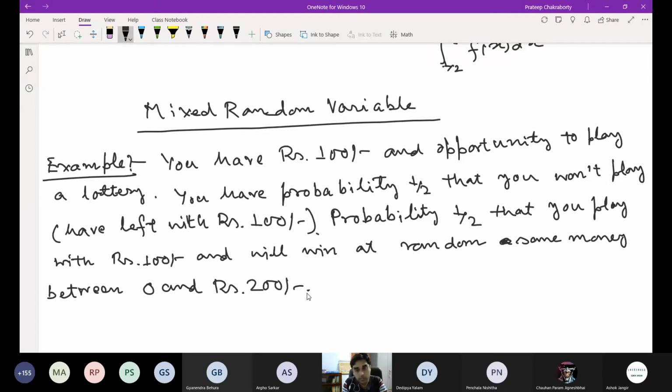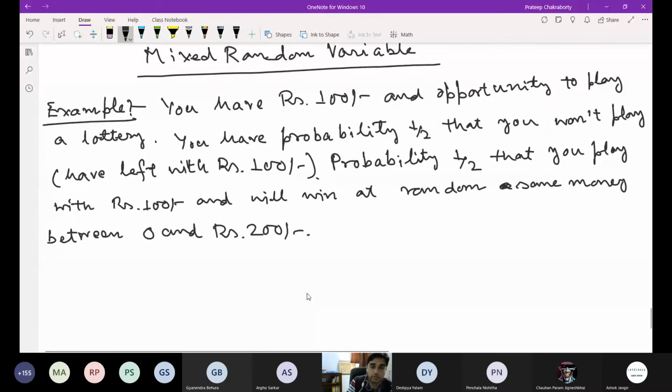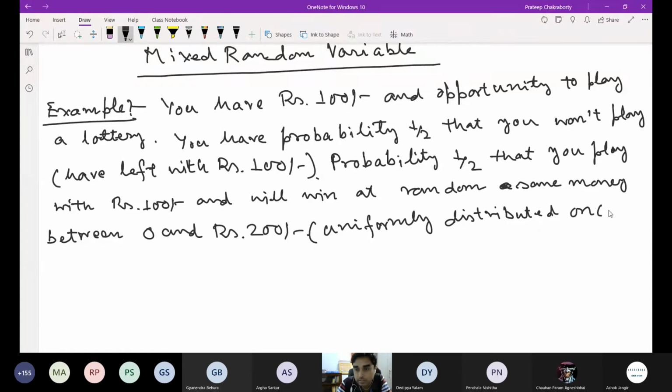So you have 100 rupees in your pocket, and you may play or you may not play. You have probability half that you will not play, then you are left with 100 rupees, and also there is probability half that you play with this 100 rupees, and then you can win at random some money between 0 and 200. This money you are winning is uniformly distributed on 0 to 200.